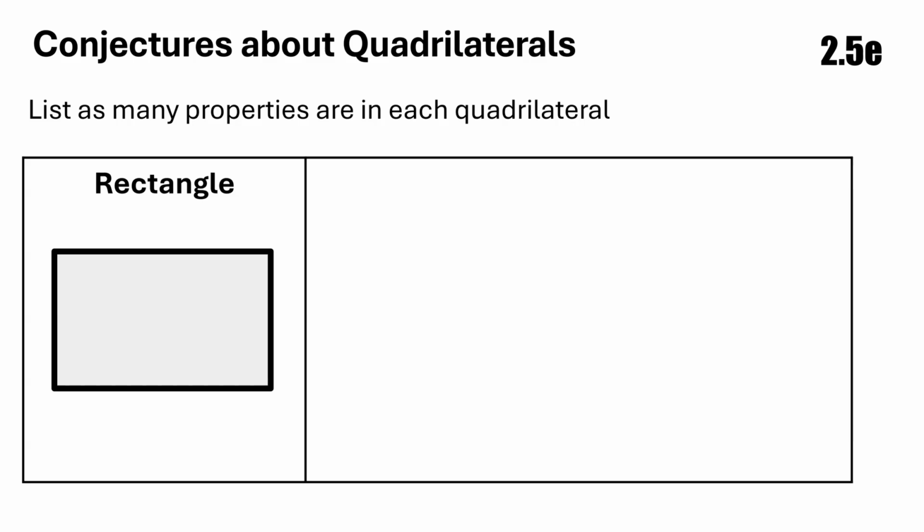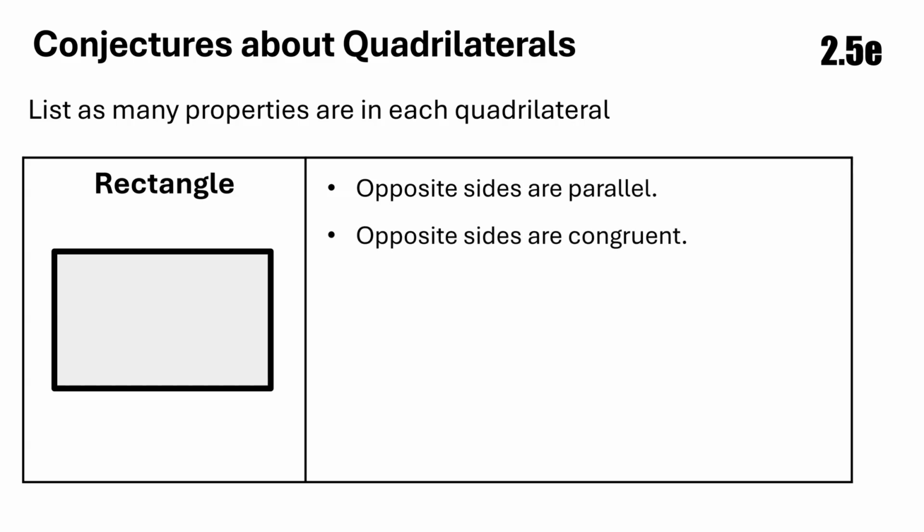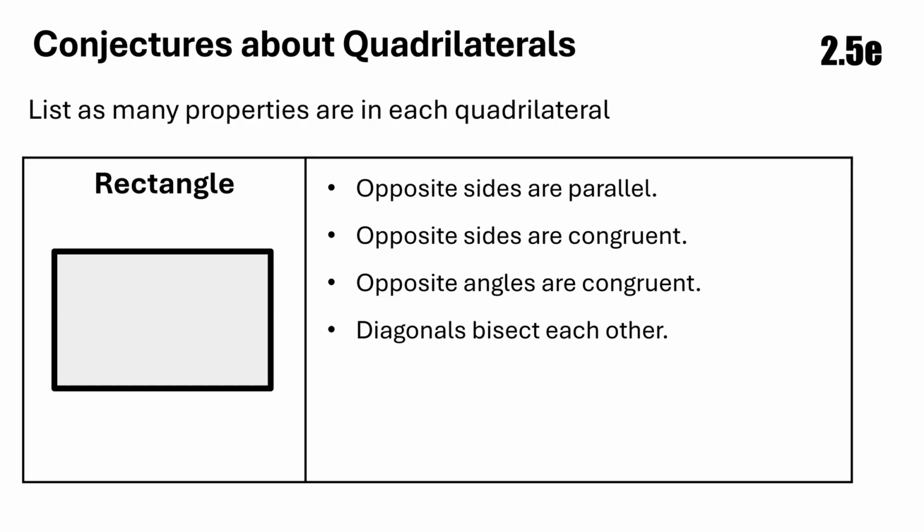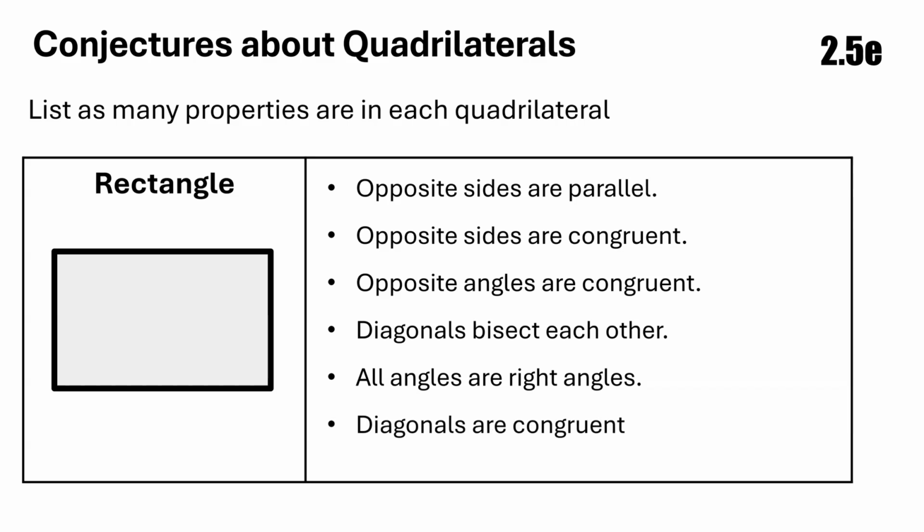The second quadrilateral is a rectangle. All rectangles have opposite sides that are parallel. Opposite sides are congruent. Opposite angles are congruent. Diagonals bisect each other. All angles are right angles. Diagonals are congruent.